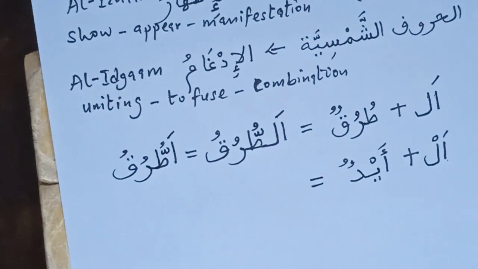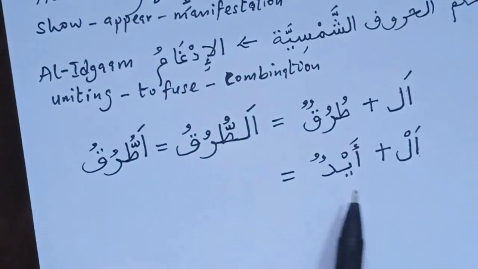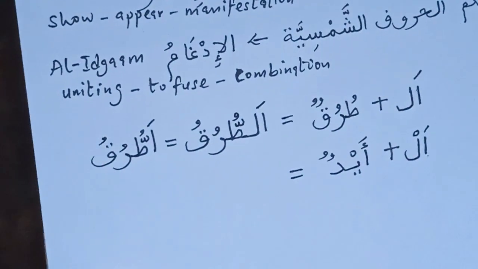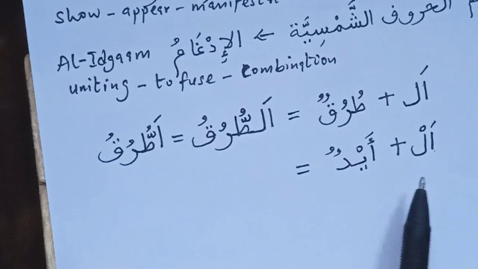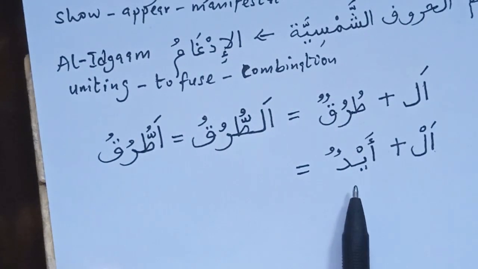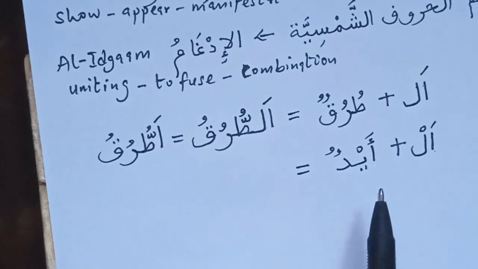So this is how it's going to be expressed. So now let's do that of the moon letters. For the case of the moon letters, we are going to retain the lam for when it is going to be read out or when it is going to be expressed.